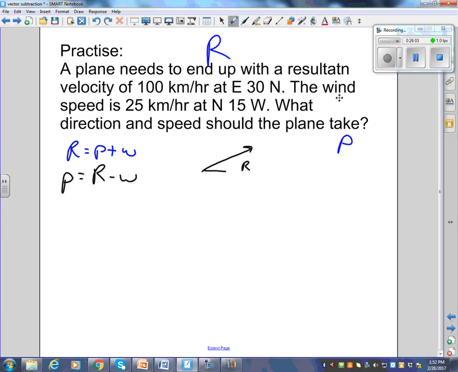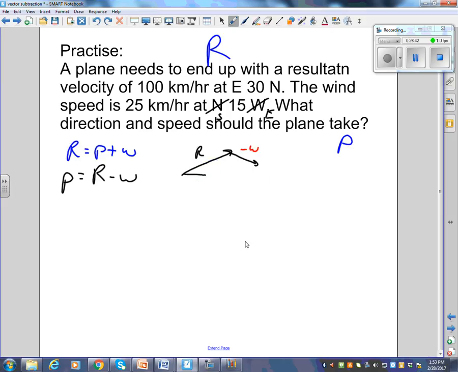The wind is 25 at north, 15 west. Now, do I flip the wind? Yeah. How come? Because it says so right there, minus W. So instead of north, it's going to be south, and instead of west, it's going to be east. So from here, I'm going to go south, 15 east. South is down, 15 to the east is going to be like that. So this is going to be my R, and this is going to be my minus wind, right? Okay, so there's my little sketch.